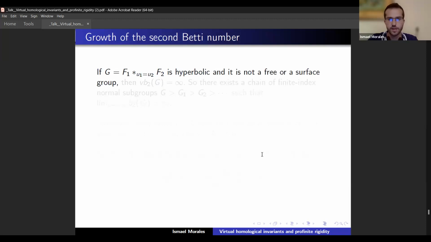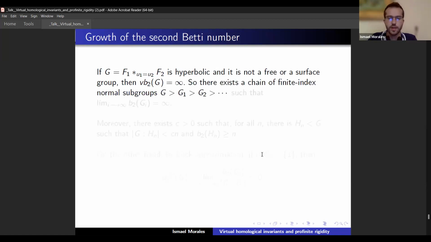And lastly, this is the last slide, I wanted to mention something about the growth of this second Betti number, because we have proven that if this group G is hyperbolic and is not free or surface, the virtual second Betti is infinite. But something that is not clear at all is basically what is the growth of these second Betti numbers? We only know, in fact, you can take a chain of finite index normal subgroups such that second Betti number goes to infinity, but we don't know how fast it grows, right?